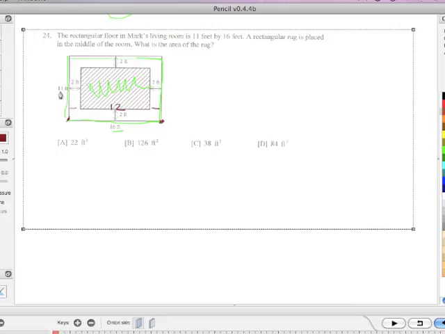And this is going to be 11 from here to here. Let's do dark yellow. It's 11 from here to here, so we take off 2, we take off 2. That leaves 7. So the area is 7 times 12, or 84 square feet. Good.